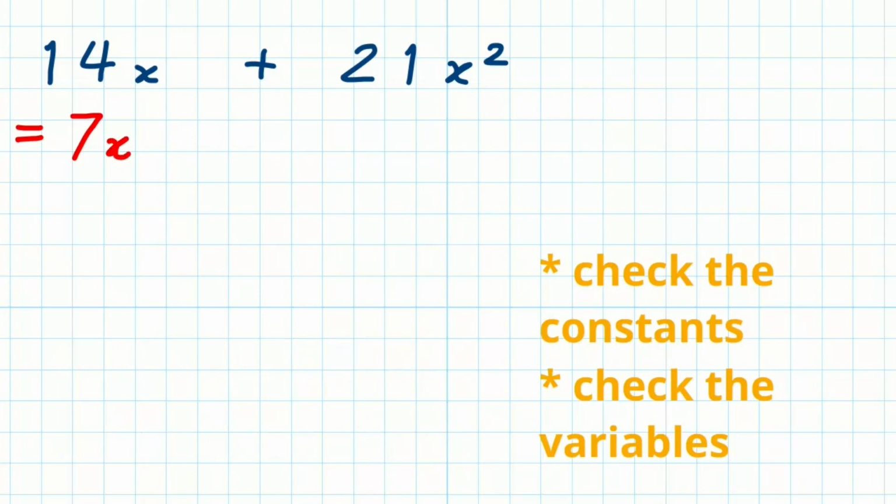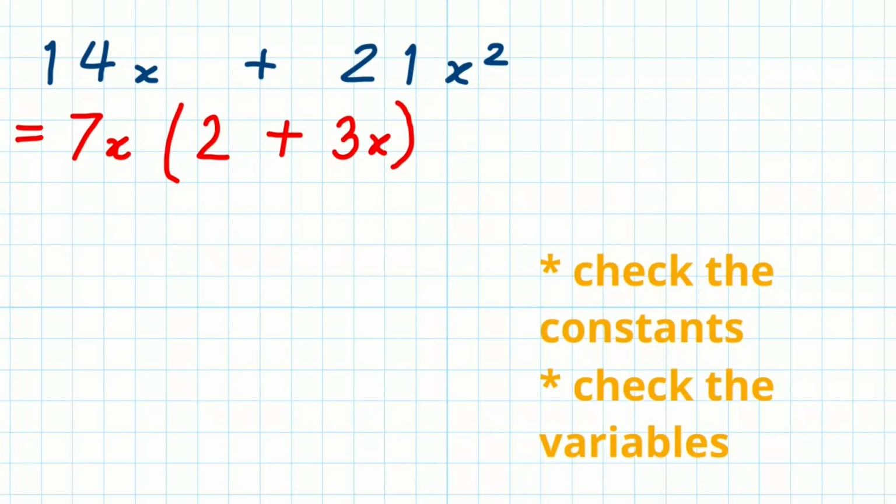Then we write an open bracket and then we think what we multiply that common factor by to get each of our terms. 7x times 2 would give us 14x. To get 21x squared, we need to multiply by 3 to make the 7 into a 21. And we also need to multiply by x to get x into x squared. So our final answer is 7x bracket 2 plus 3x.